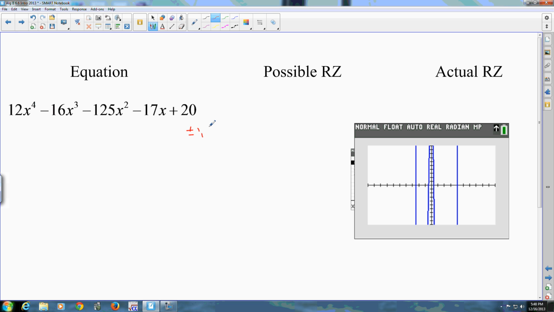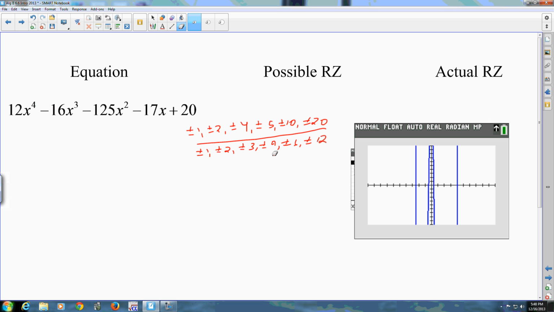Plus or minus 1, 2, 4. Oh, one of these days, I'm either going to get new penmanship or new software. I don't know which it is. 4, plus or minus 5, plus or minus 10, plus or minus 20, all over all the factors of the leading coefficient, plus or minus 1, 2, 3, 4, 6, and 12. Jiminy Christmas. Whenever you see a 9, how about we just say it's a 4? How about we just relearn it? How about that? 4. Okay?